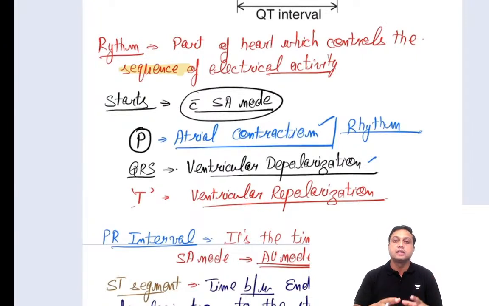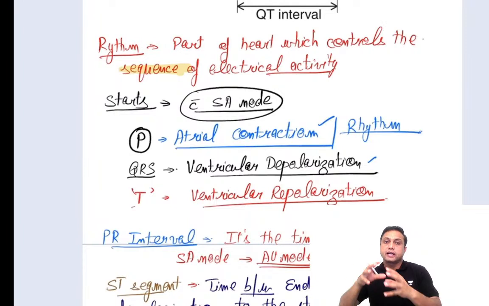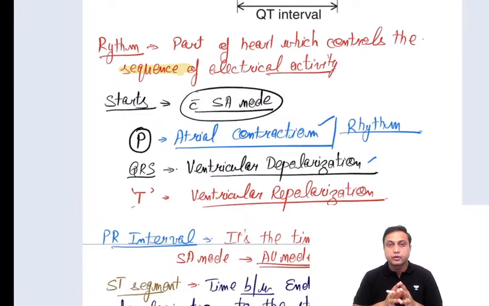P wave means what is happening? P wave means the SA node is starting the impulse, and because of that impulse, what happens at the physiological level? The atria start contracting. What happens, beta? Atria start contracting. So we have simplified over here that if there is any abnormality of the P wave, where will be the problem? In the atria, or maybe there is a problem with the SA node.